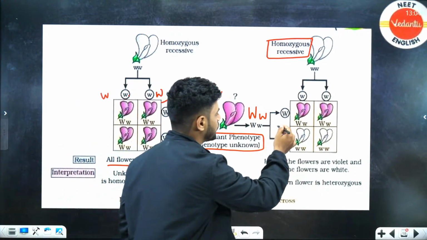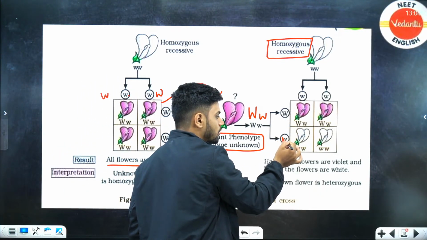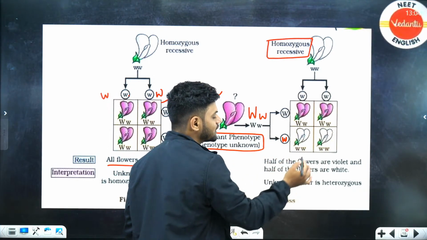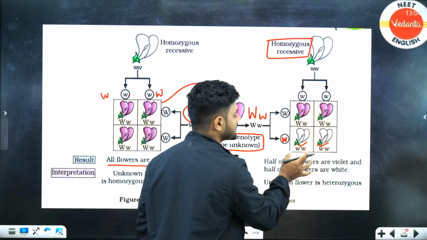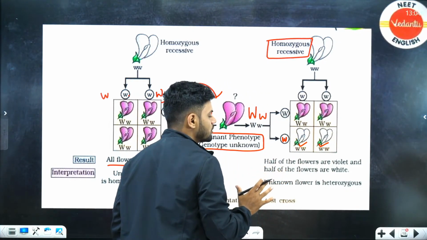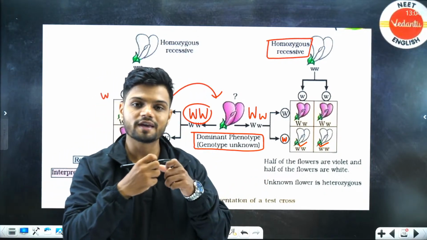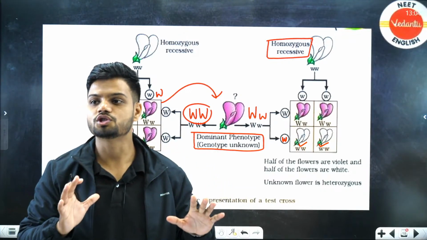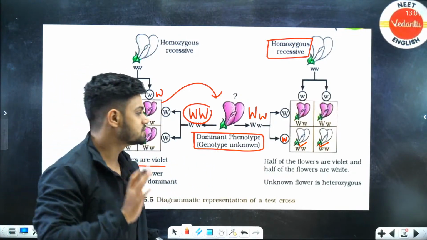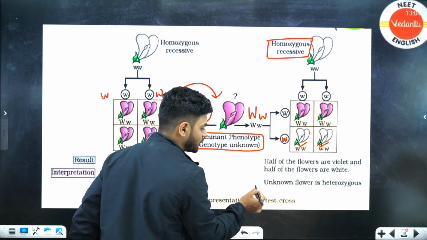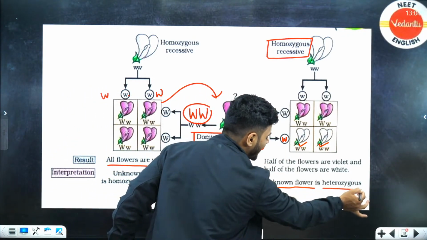For example, in this one, this is heterozygous dominant. So one small w is there. So we end up getting 2 flowers as white, 2 flowers as violet here. So based on the phenotype which we observe, we are able to get the genotype. Clear? Based on this information, you are able to tell the unknown flower is heterozygous here.